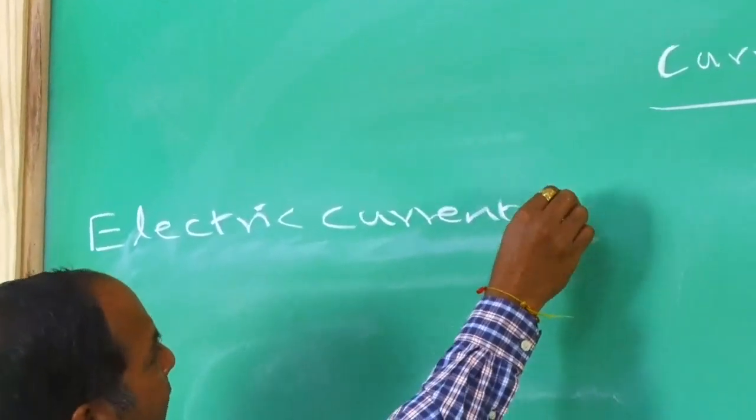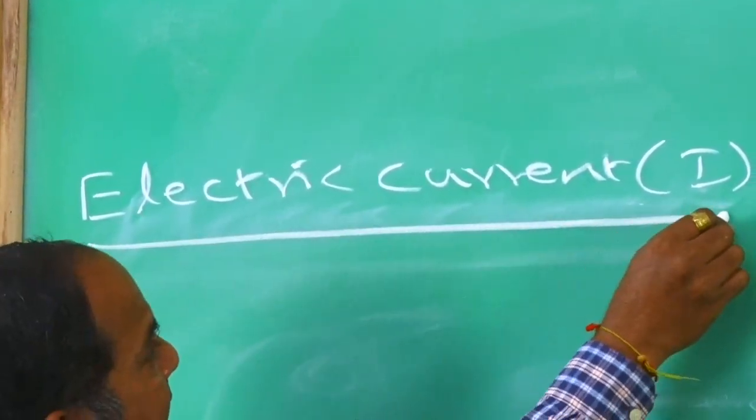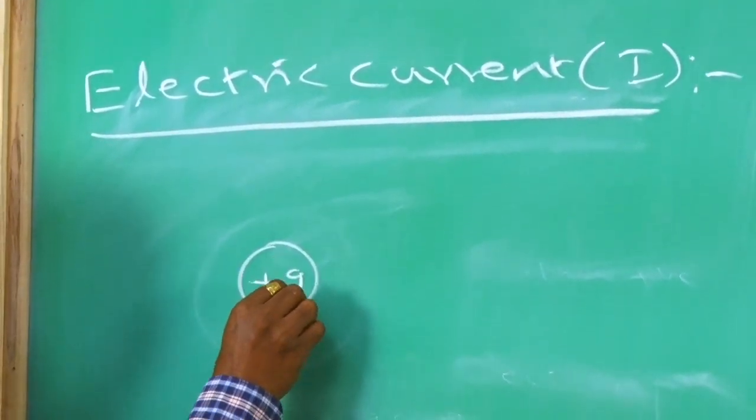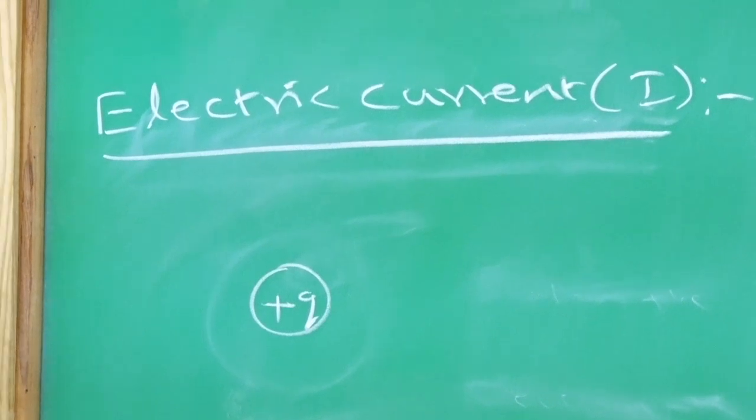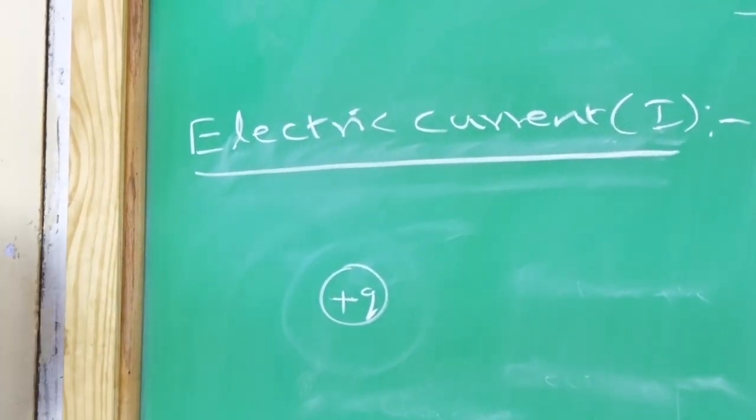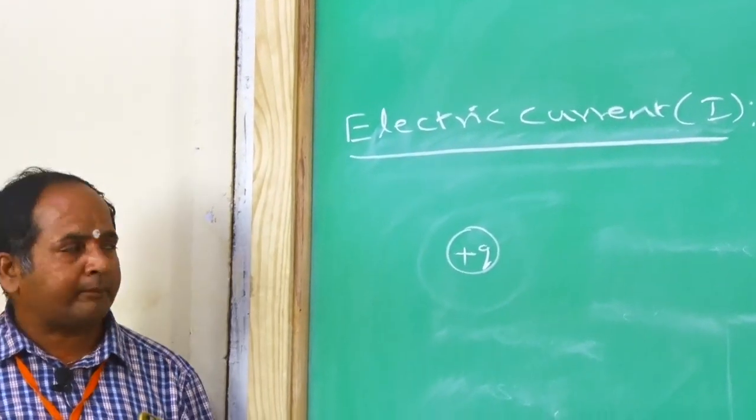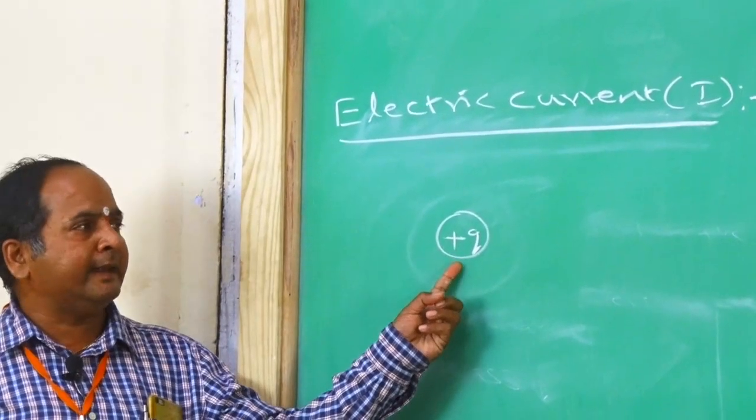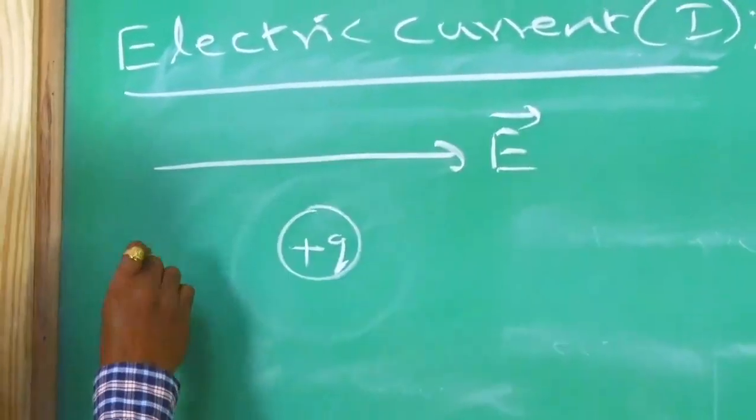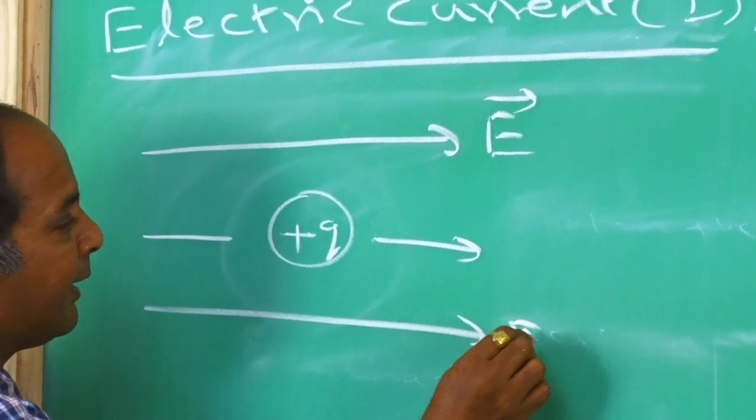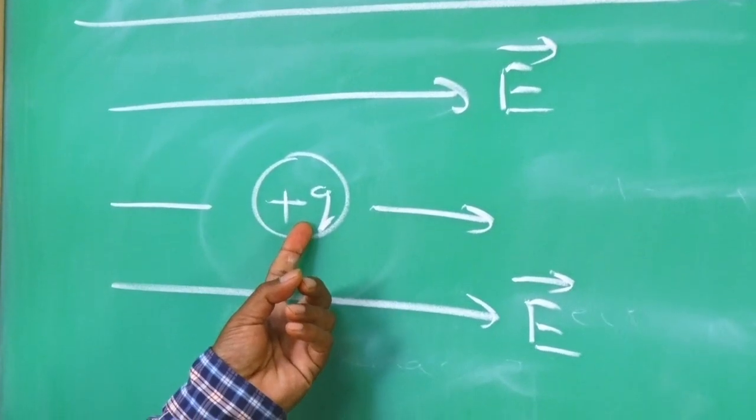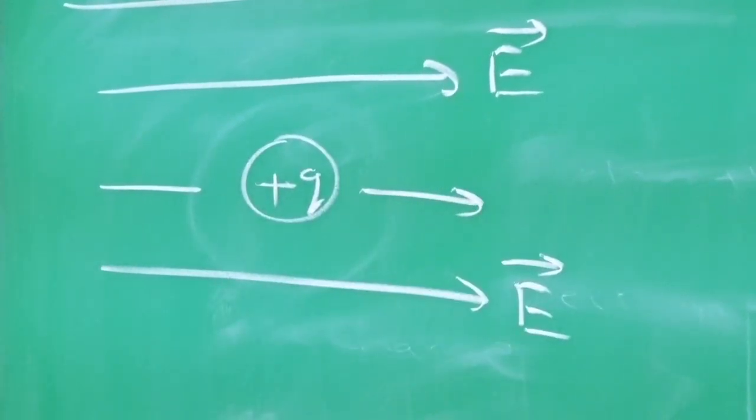Here already we know if electric charges are considered, suppose let us assume that plus Q is the positive electric charge. If the electric charge is kept at a certain position, then the electric charge is at rest, and the study of that electric charge is electrostatics. Suppose this electric charge is kept in an electric field, then automatically the electric charge experiences a certain force due to the electric field.